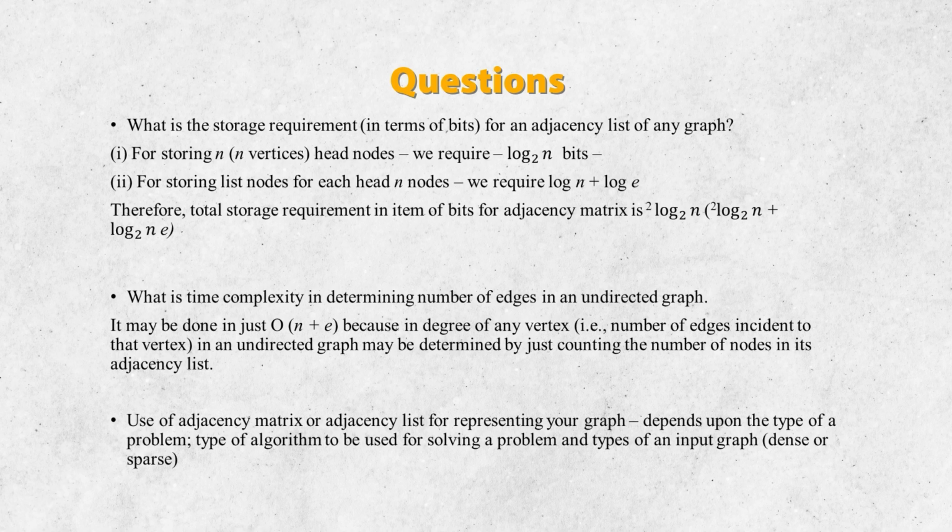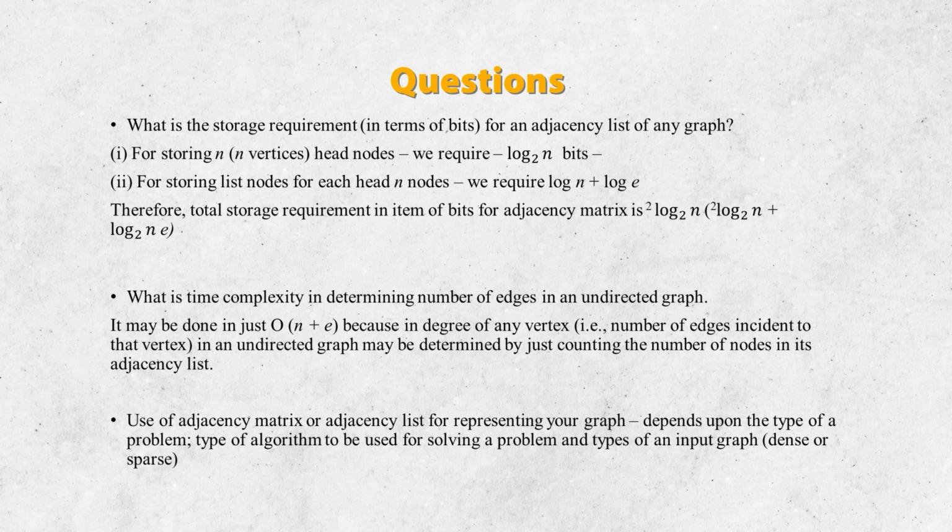So what is the time complexity in determining the number of edges? It is again lesser compared to the adjacency matrix, because there you have to scan every entry, so it will become n squared. But here it can be done with a big O complexity of n plus e, where n is the number of vertices and e is the number of edges.